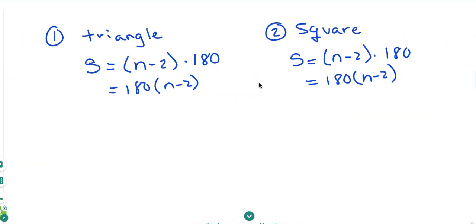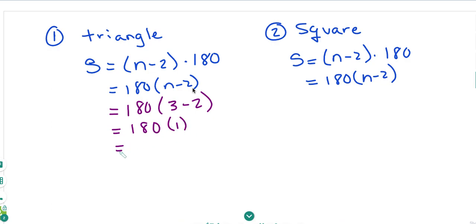So let's take a look at number 1. If we wanted to find the sum of the angles of a triangle, we would write the formula S is equal to n minus 2 times 180. Now, commutative property allows us to write 180 times n minus 2. And then we're going to fill in. There are 3 sides to the triangle. So 180 times 1 gives us 180, which we know that all the angles of a triangle will always equal 180. What about a square?